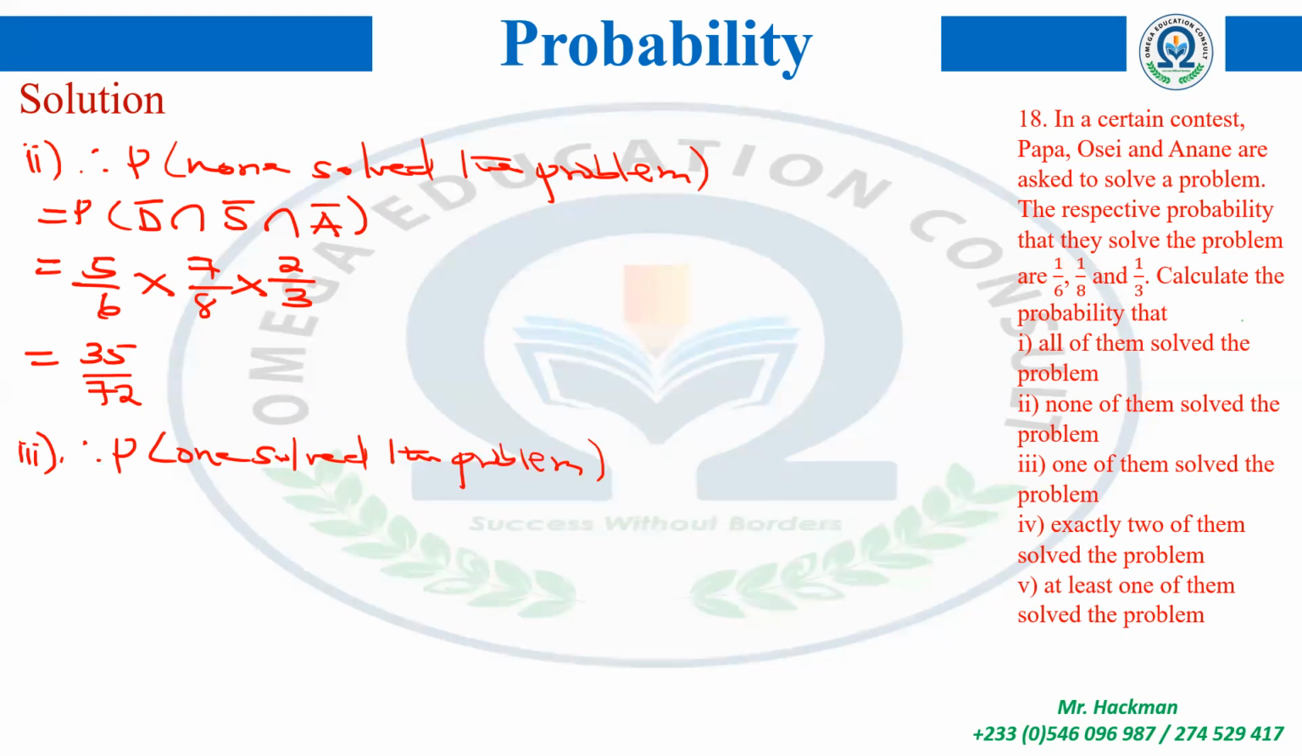Okay, so this is where you are going to do a little more work because you are going to have more than one possibility. Remember, we have 3 people attempting, or trying, to solve a problem.